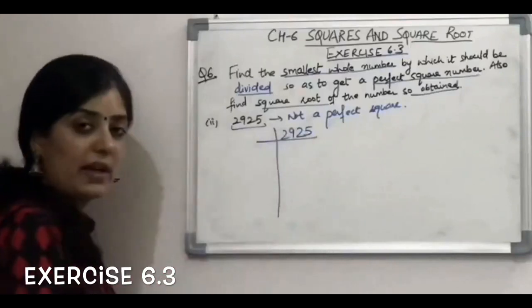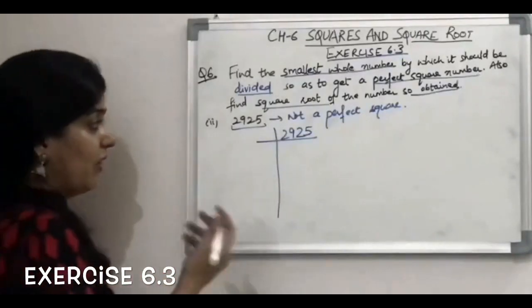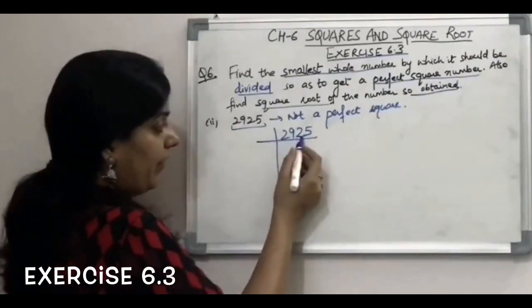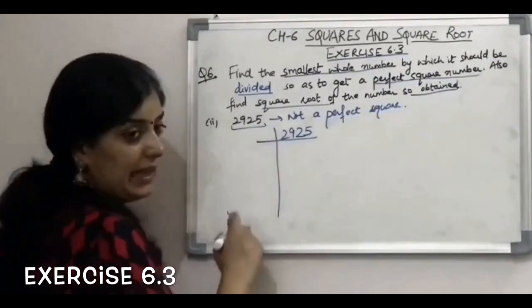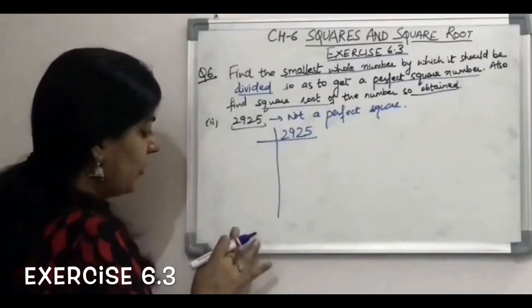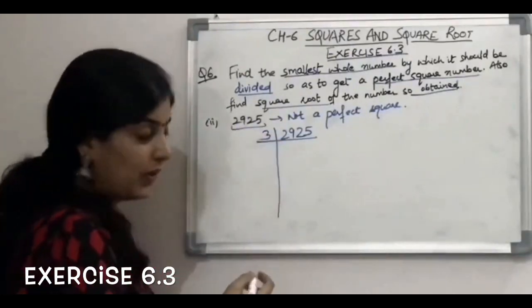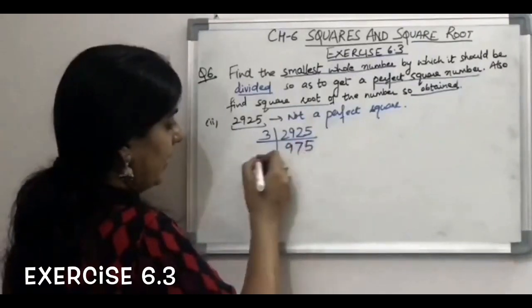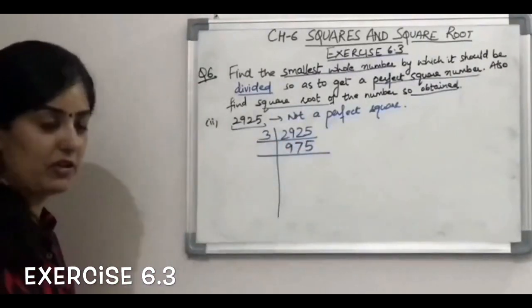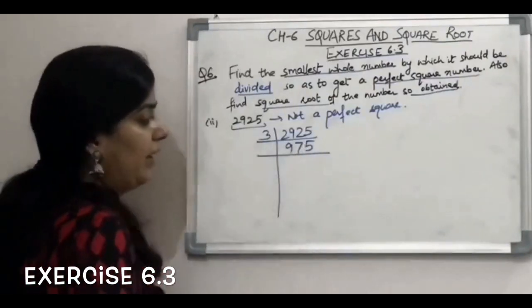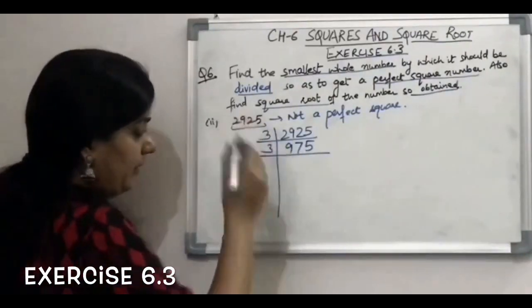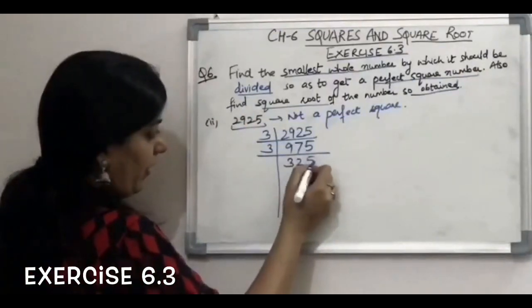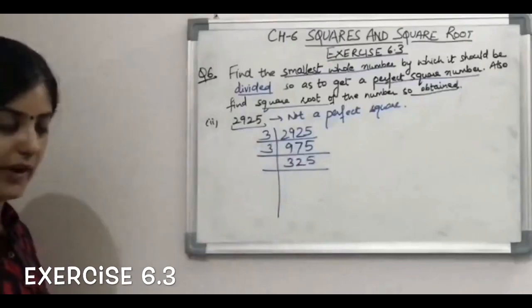So this is not an even number, it will not go by 2. Let us check for 3. How? We will sum the digits: 11, 11 plus 2 is 13, 13 plus 5 is 18. 18 is divisible by 3, so this will also be divisible by 3. So what we have got here? 975. Again we will check for 3. 12, 12 plus 9 is 21. Yes, it is divisible by 3. What we have got? We get 325.